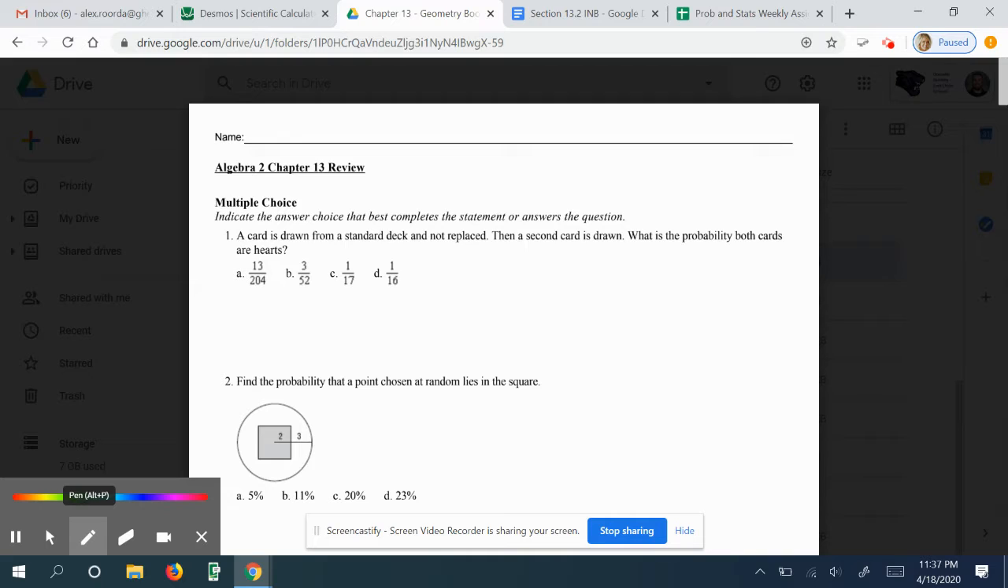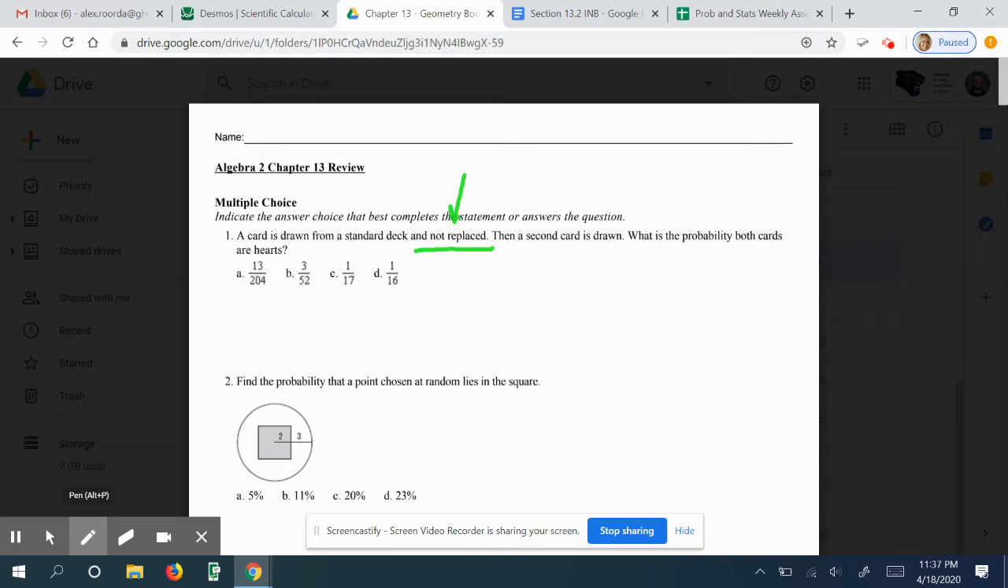Question number 1. A card is drawn from a standard deck and not replaced. Then a second card is drawn. What is the probability that both cards are hearts? So what's important is "not replaced." It means that this is not mutually exclusive, okay?